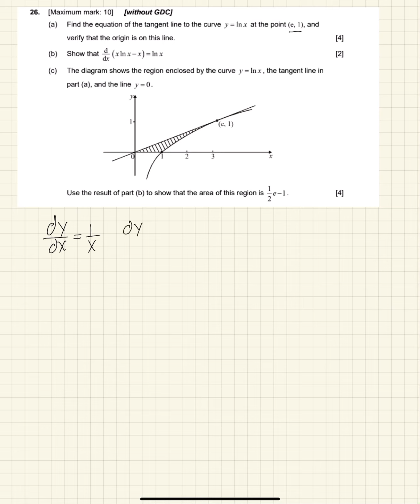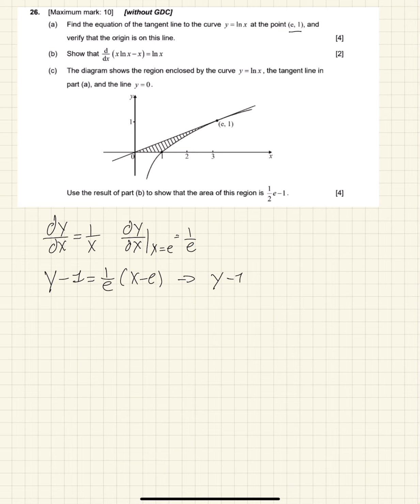And so the derivative at x equals e is going to equal 1 over e. So now we've got two different approaches. I'm going to use this one because I like it. So that's going to be the equation of my tangent line. And now I can simplify this a little bit.